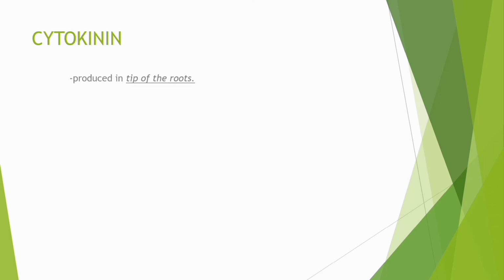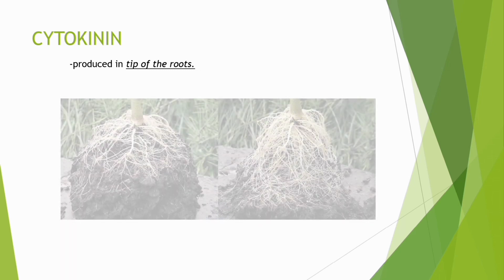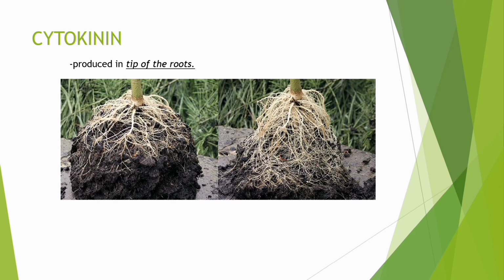Cytokinin counters senescence and is produced in the tip of the roots. It works with ethylene to cause the abscission of leaves, flowers, and fruits. More cytokinin, more focus on the formation of shoots.